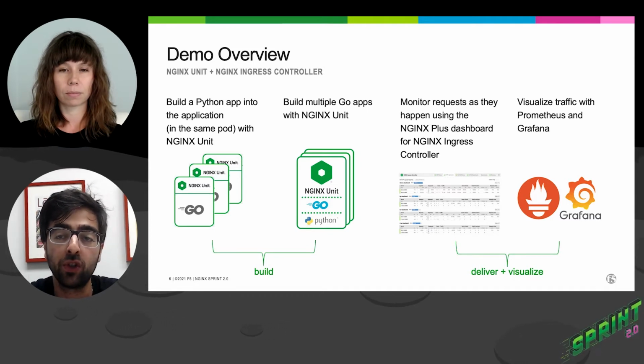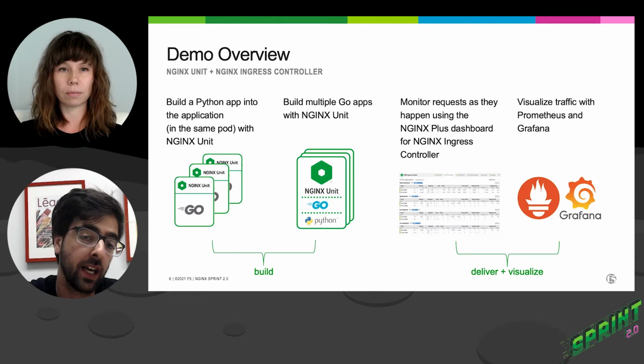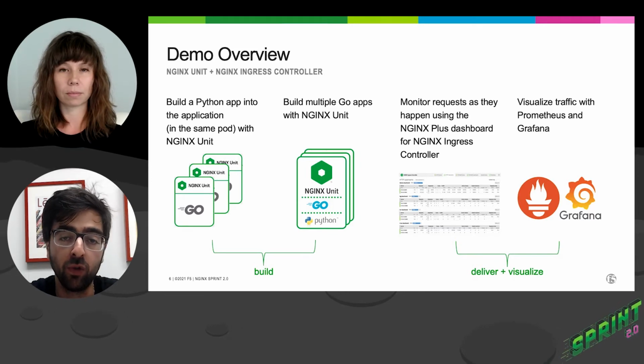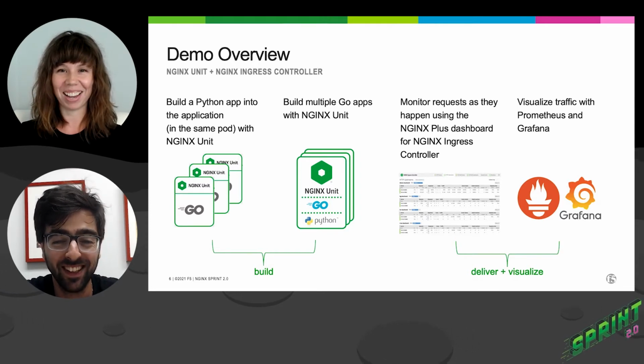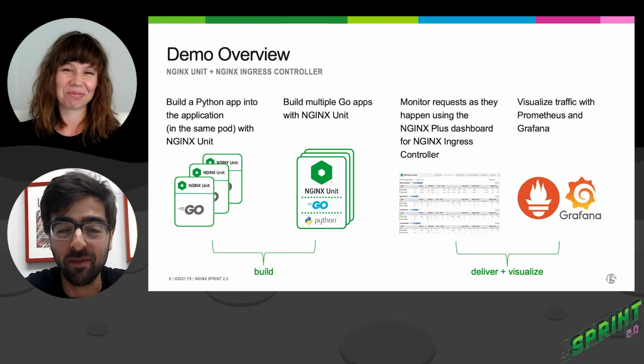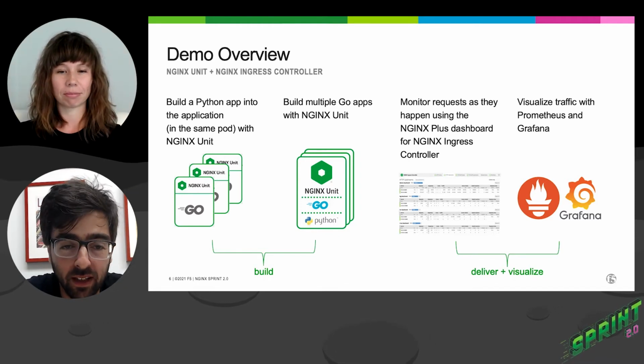And then we're going to show you how you can use the NGINX Plus Ingress Controller to monitor your unit application in real time, and as an alternative, export those metrics to Prometheus and Grafana. Are you ready for the demo? Okay, let's see it. Okay. So I'm going to go ahead and share my screen.